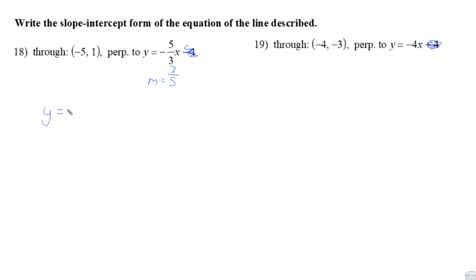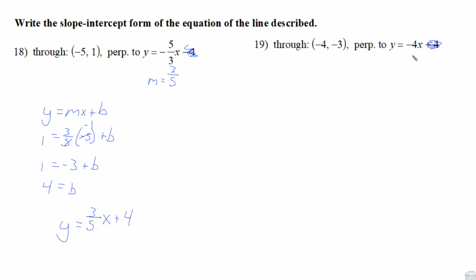So y equals mx plus b. We'll do this the first way. We can put in our point. So 1 for y equals the slope 3/5 times -5 for x plus b. 5's reduced. This is -1. So we have 1 equals 3 times -1 is -3 plus b. Add 3 to both sides, and you get b equals 4. So we have our slope, and we have the y-intercept. So the equation is y equals 3/5 x plus 4.